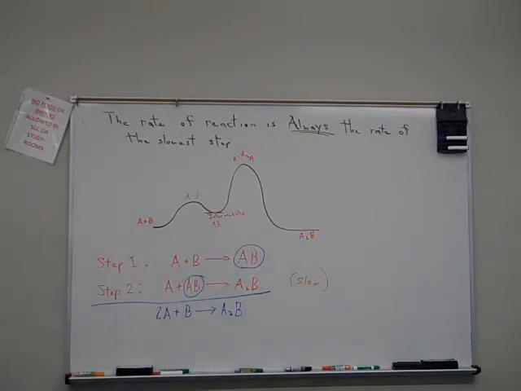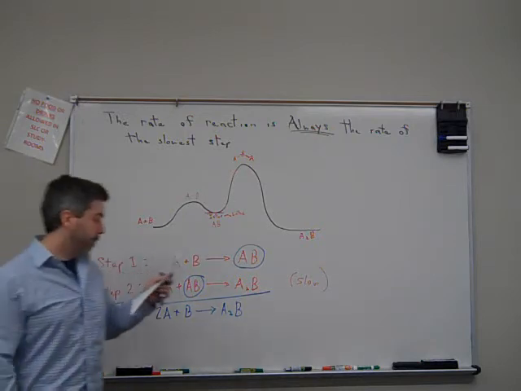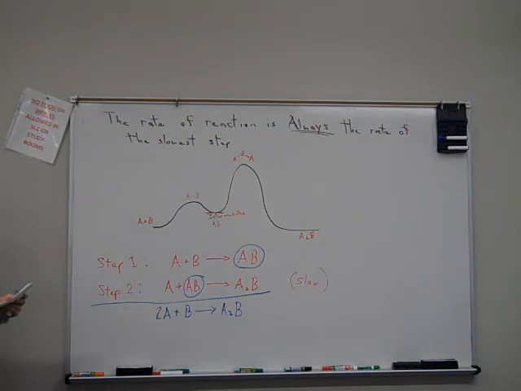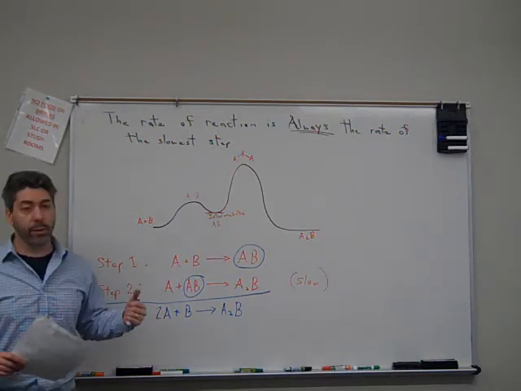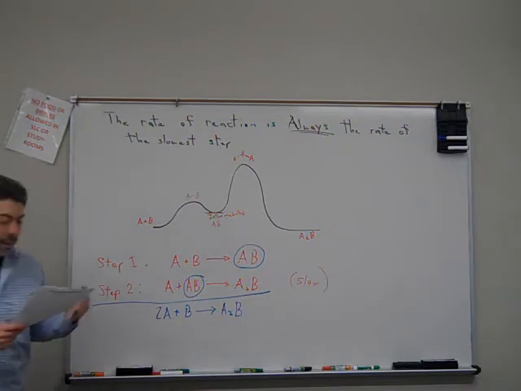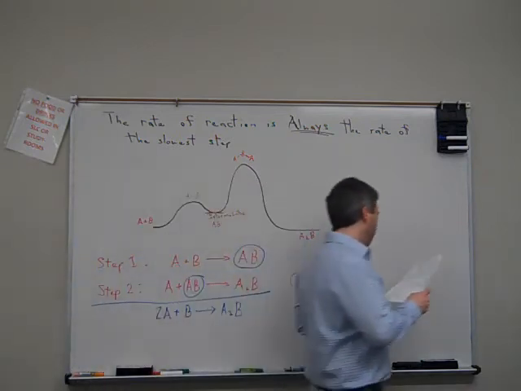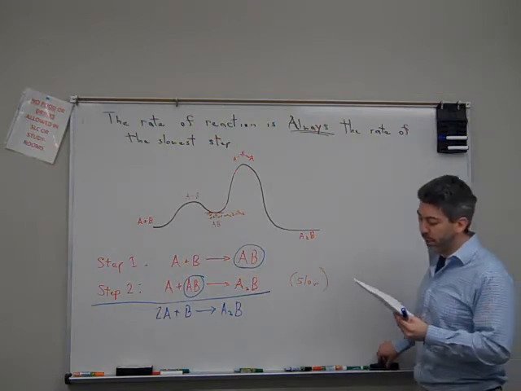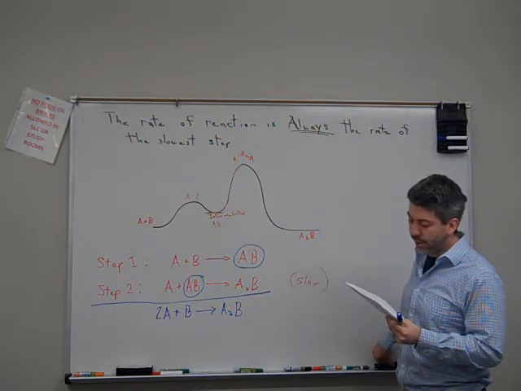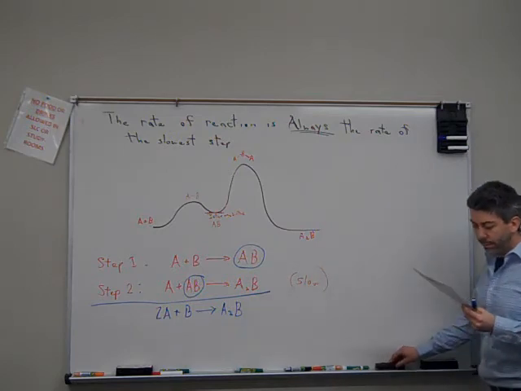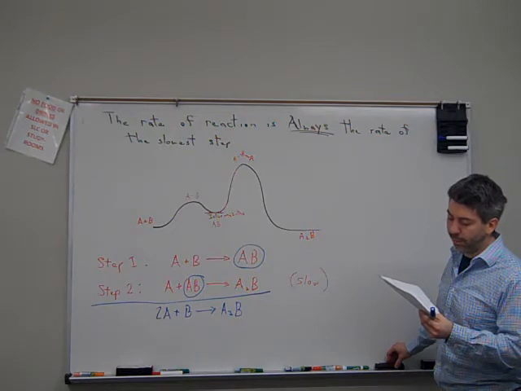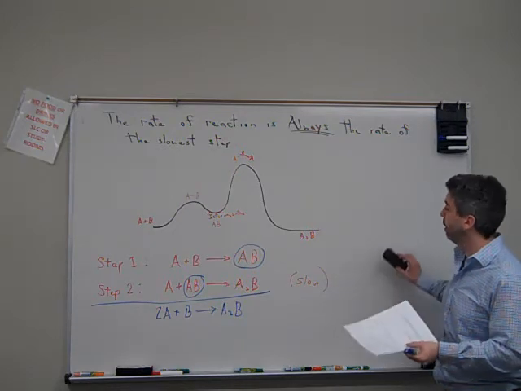Alright, so now I'm going to show you how to use the mechanism to figure out the rate law for a particular reaction. That's what we're doing in step 9, for problem 9. It says the following mechanism has been proposed for the reaction of nitrogen monoxide with hydrogen to form N2O and H2O. Show that the elementary reactions of the proposed mechanism add up to provide a balanced equation for this reaction.